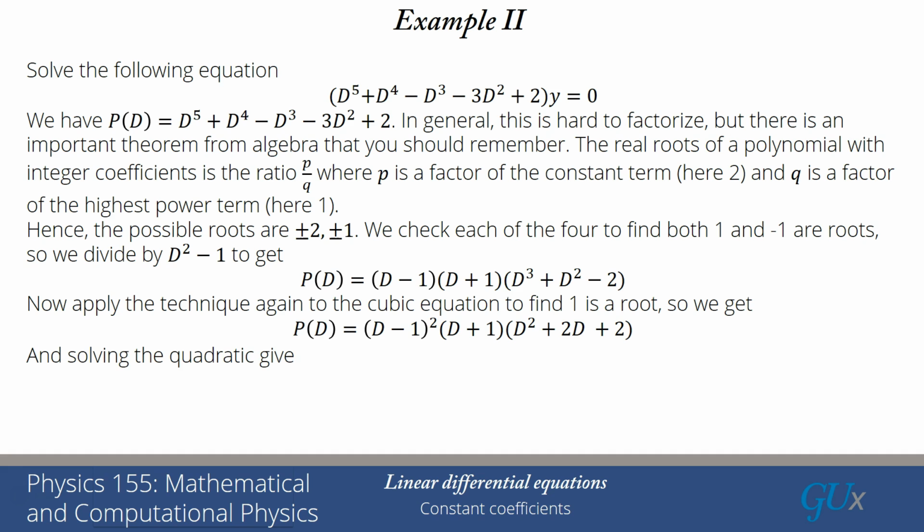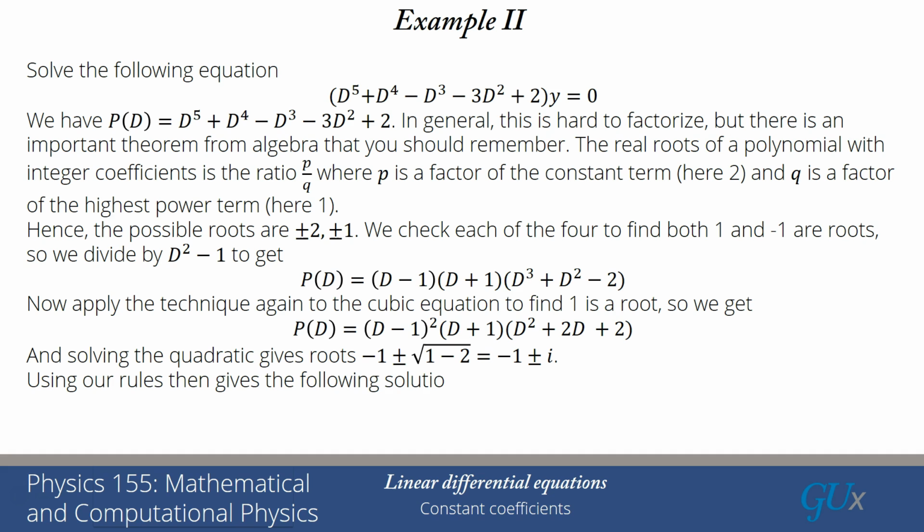Using the quadratic equation, we get minus 1 plus or minus the square root of 1 minus 2. Well, 1 minus 2 is minus 1, so that becomes minus 1 plus or minus i. And so now we know how to form our solution. We have all of the 5 roots. 2 of them are equal to 1, 1 is equal to minus 1, and 2 are equal to minus 1 plus or minus i.